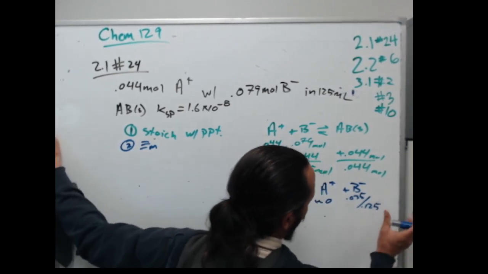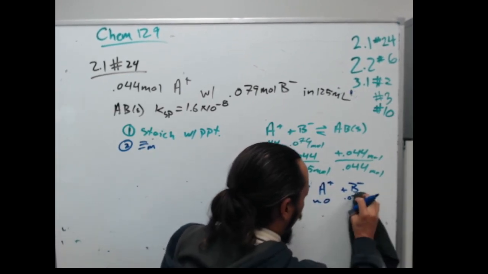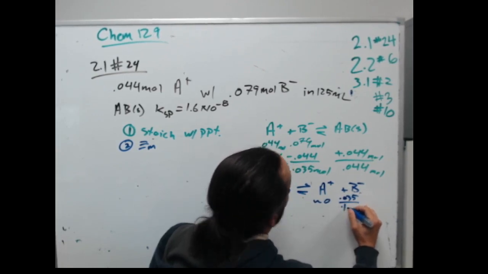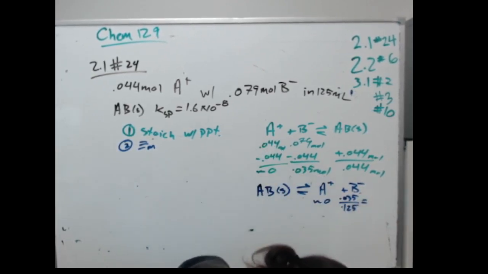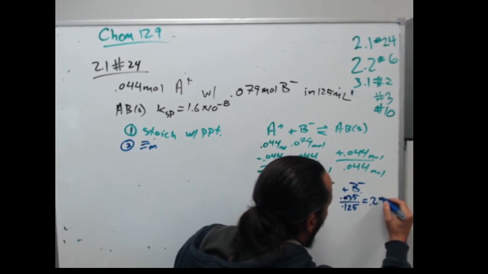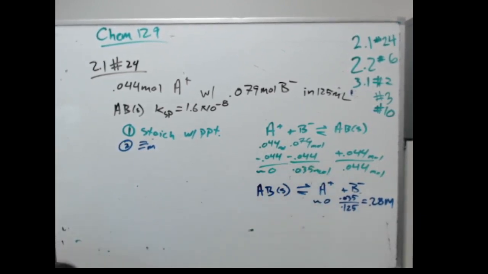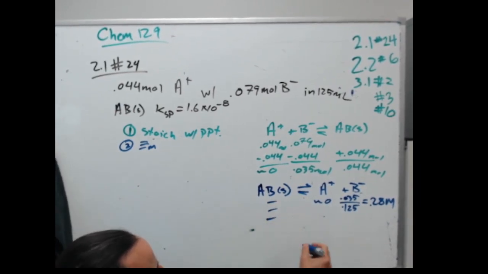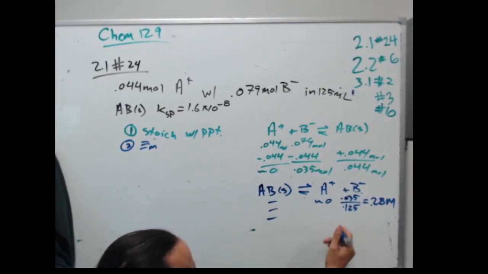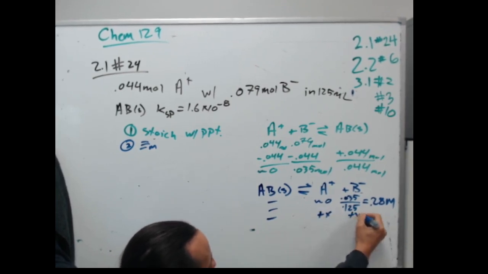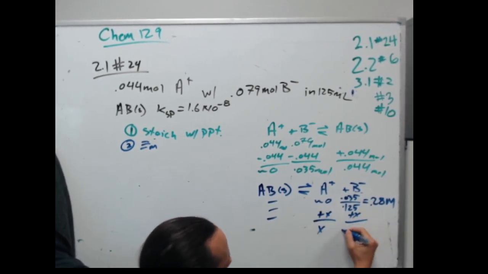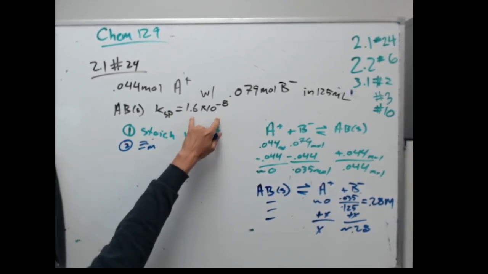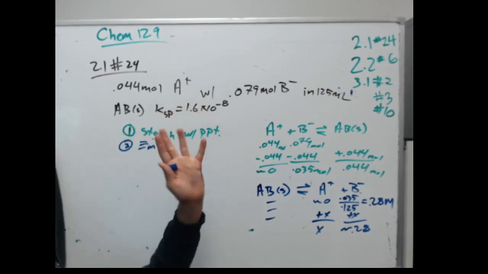I didn't really give myself enough space for that. I'm going to rewrite that. 0.035 divided by 0.125 equals, did I erase it? No, good. 0.28 molarity. So I've got some molarity. I don't really care about the solid being formed, the solid dissolving. We'll get to that idea in a moment. I'm going to have plus x. I'm going to have x, and I'm going to have approximately 0.28, using the x is small approximation, which I feel comfortable with because my KSP value is pretty tiny.